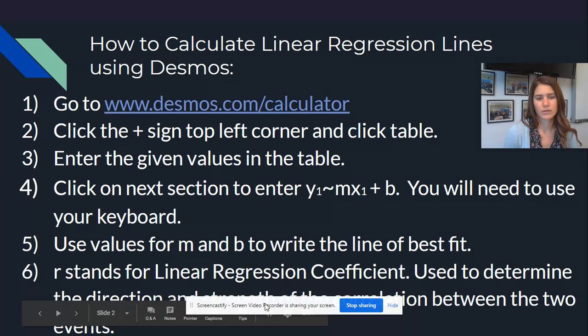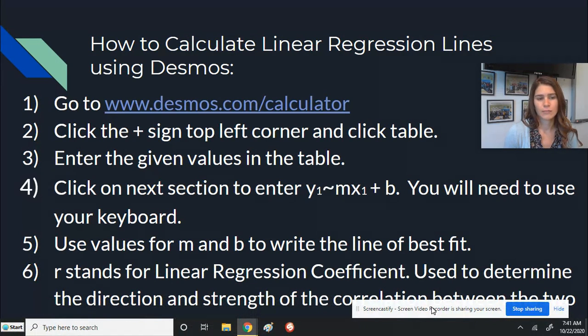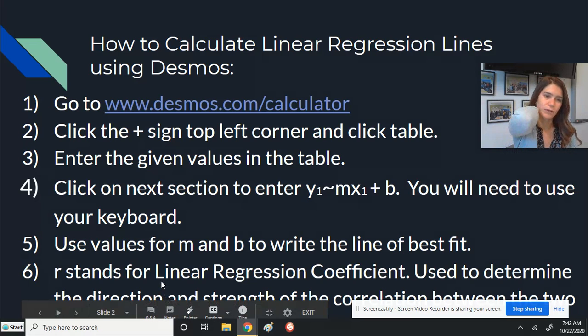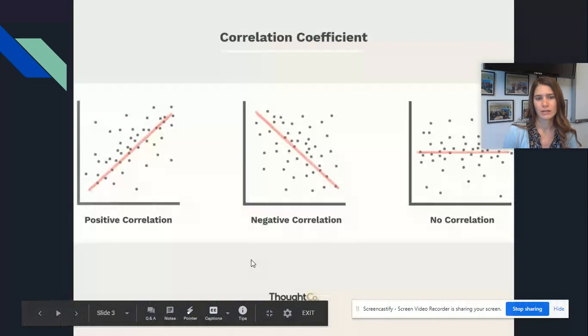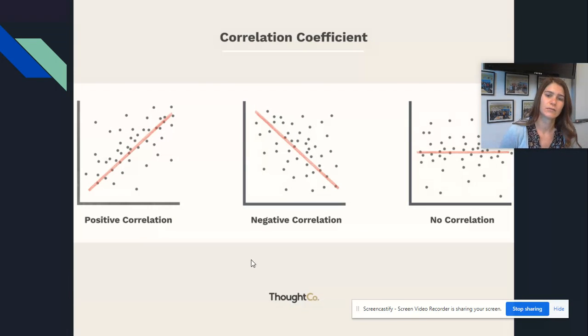And then you'll see that there's an R, and there's going to be an R squared. We're only going to use the R, and it stands for linear regression coefficient. You use this to determine the direction and strength of the correlation between the two actual values. So let me go ahead and show you some things about the positive correlation and negative correlation.